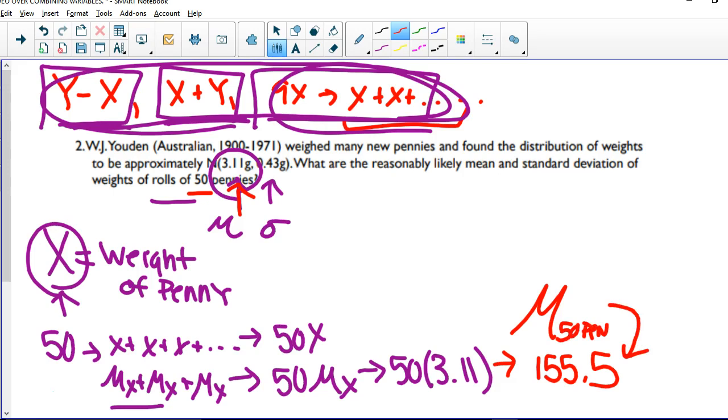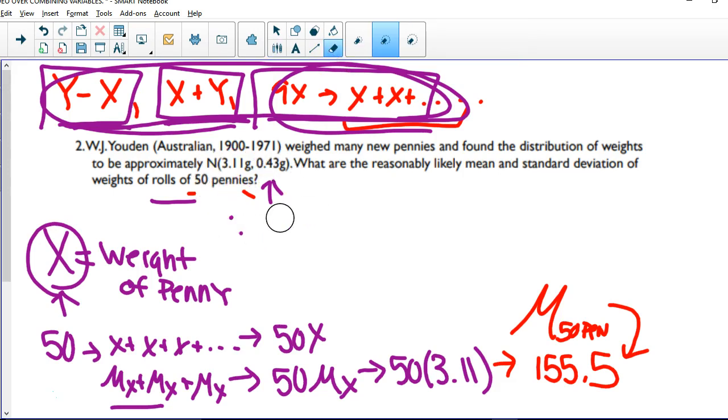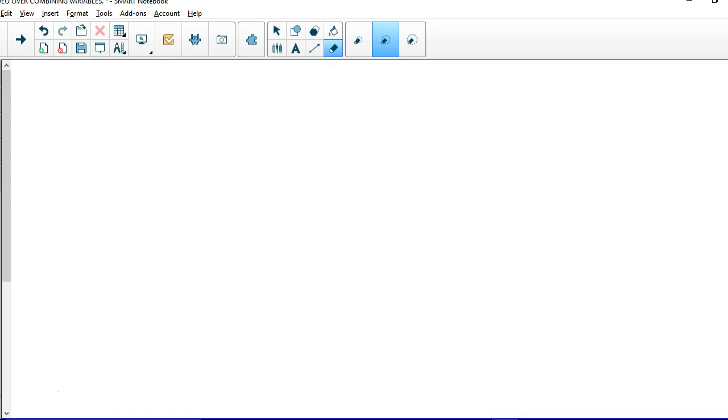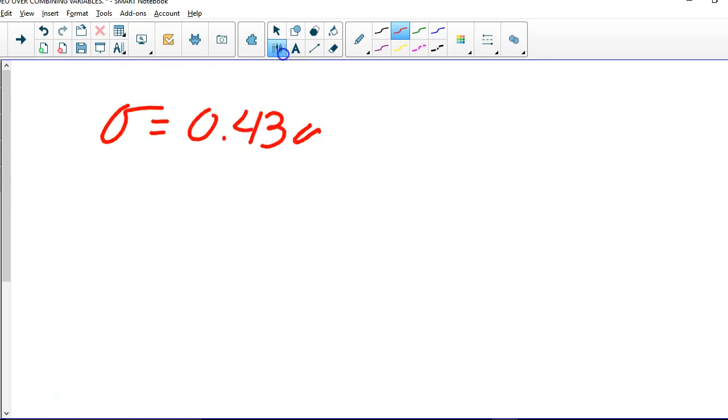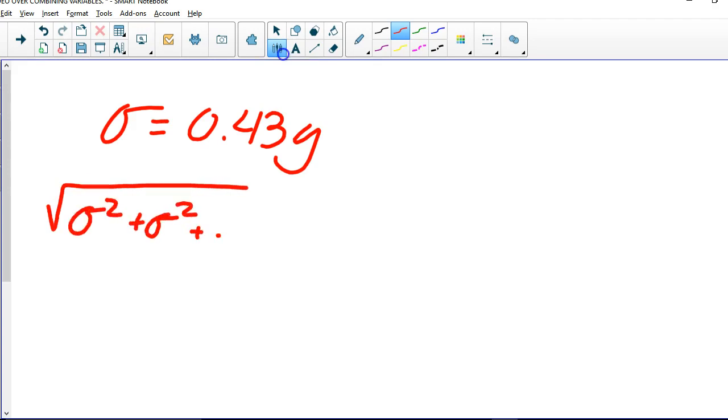I do need to know the standard deviation though. And so right now we know that the standard deviation for 1 penny is 0.43 grams. I'm going to go to a new page. I don't want 1 penny though, I want 50 of them. So I'm going from singular to plural. Okay, what do I have to do first? Before I can use this formula, I have to check for independence.